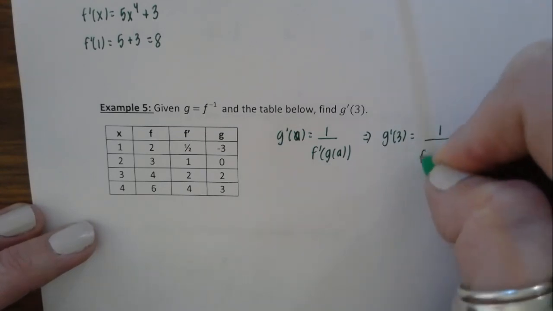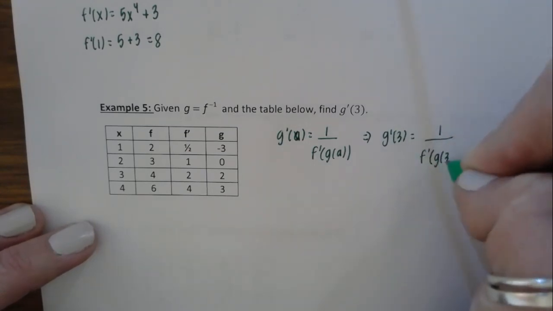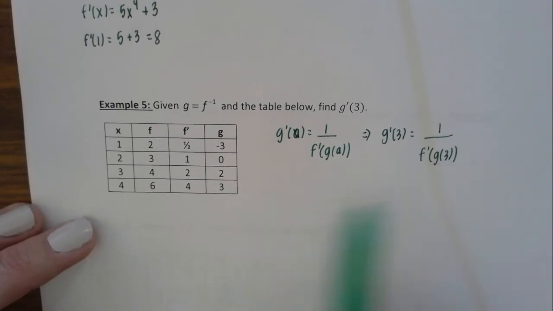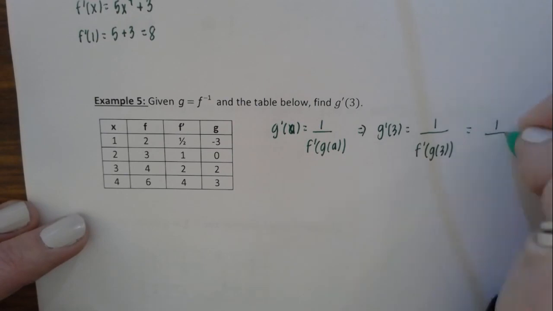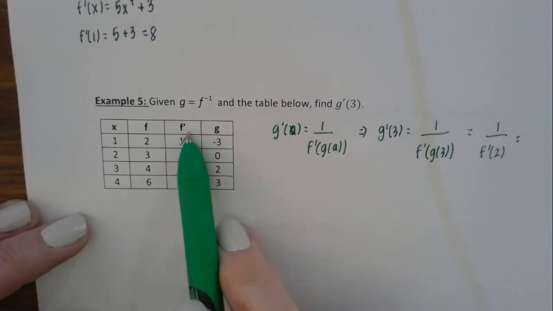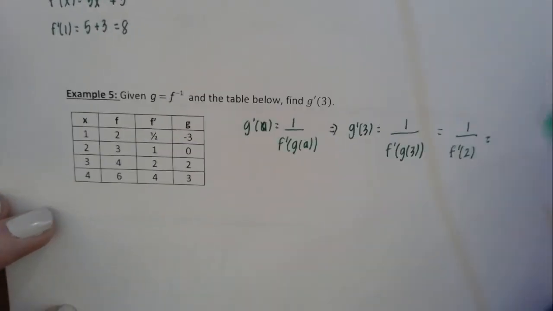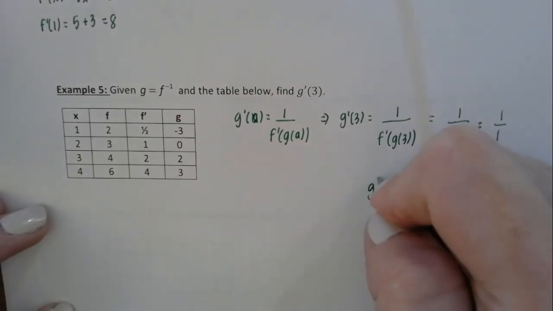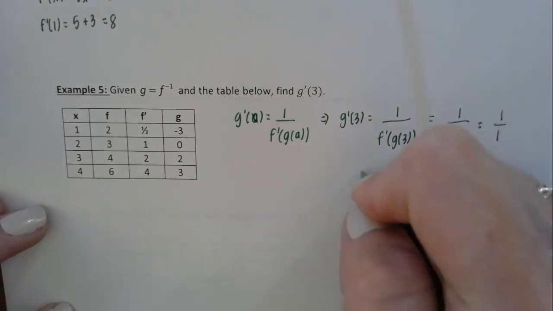then the table is going to help us fill in these values. If we're looking for G of 3 here, well, G of 3 would be 2. So this is going to give me 1 over F prime of 2. And then I can use my table of values to find F prime of 2. F prime of 2 would be equal to 1. So this is going to give me 1 over 1. So G prime of 3 would be equal to 1.